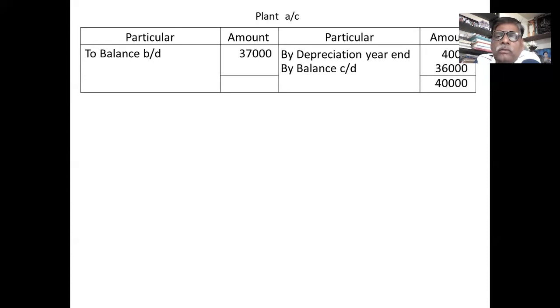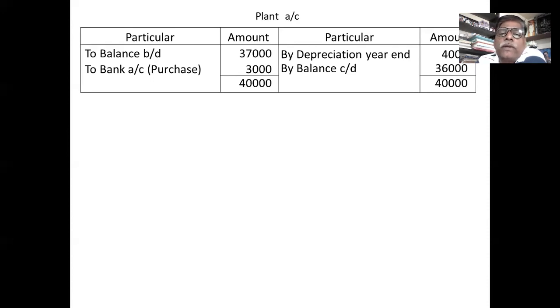The account total is 40,000, and what is the difference? The difference is 3,000. That 3,000 is called purchase of plant, and you write it as to bank, and in the bracket write purchase. Clear? In this way you have to prepare the account whenever the difference is confusing.